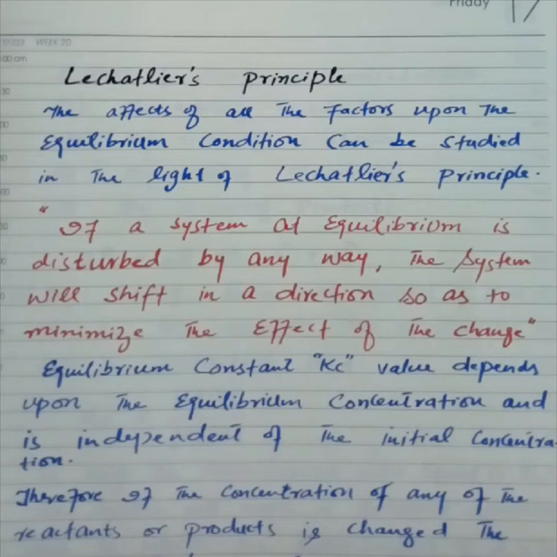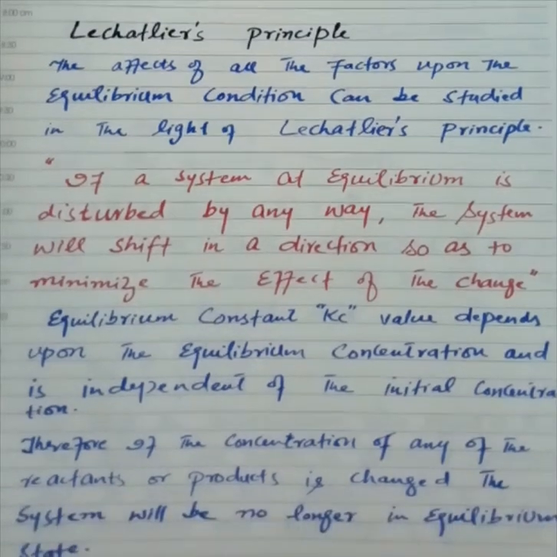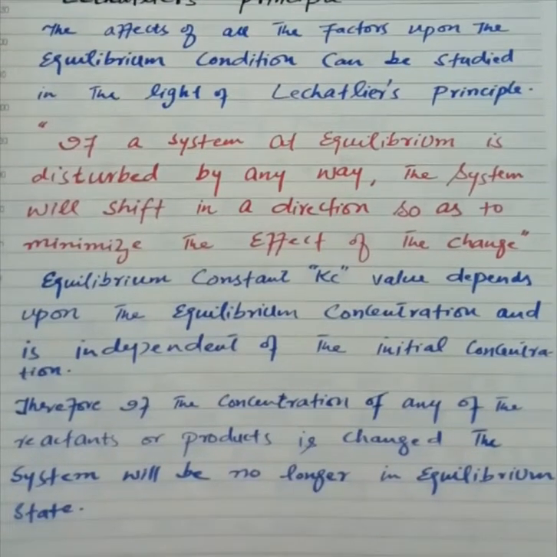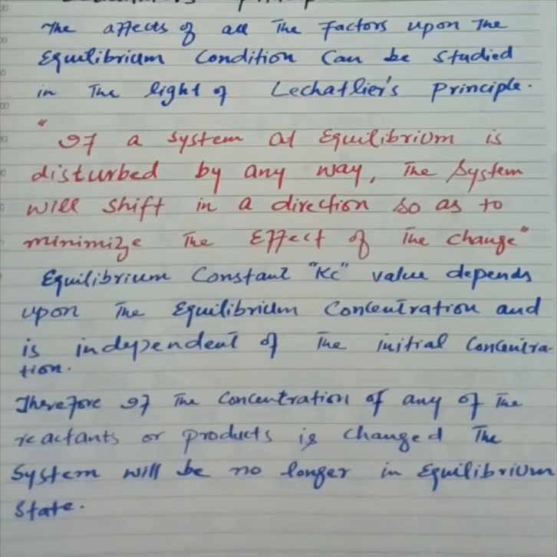Now the equilibrium constant value depends upon the equilibrium concentration, and it is independent of the initial concentration. Therefore, if the concentration of any of the reactants or products is changed, the system will be no longer in the equilibrium state.